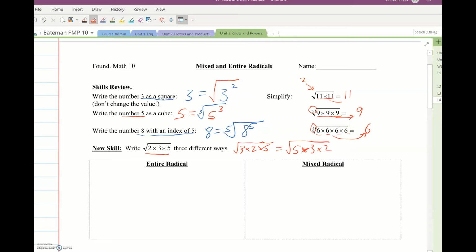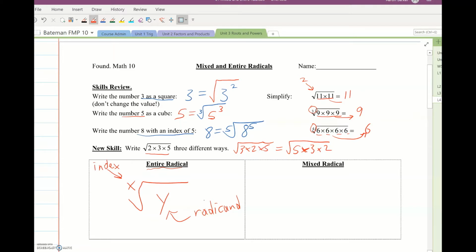Okay, going forward, what is an entire radical? An entire radical, well, that's when you have everything inside your radical sign. So you'd have an index of x, or some number, and if we don't have an index, if it's blank, it would be an index of 2. And then we have y, and y is some number that is your radicand, and the whole thing is called a radical.